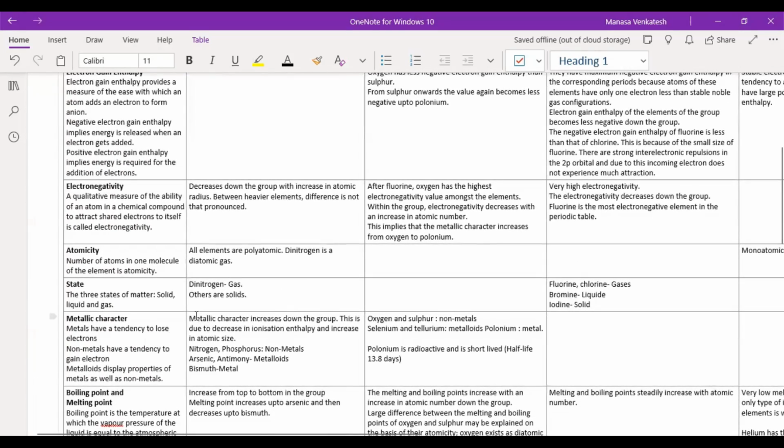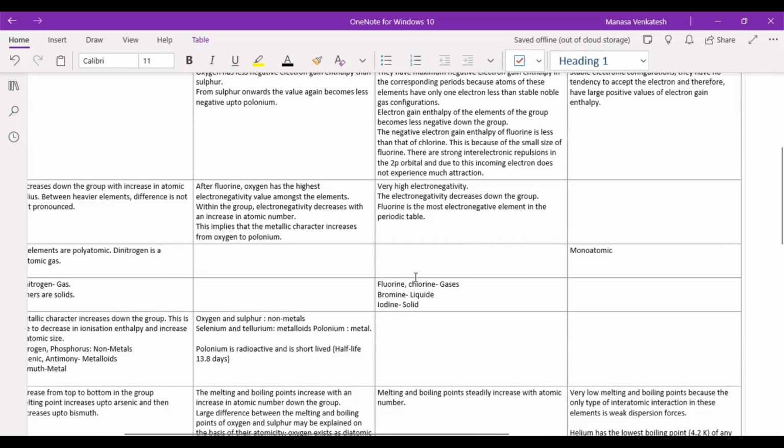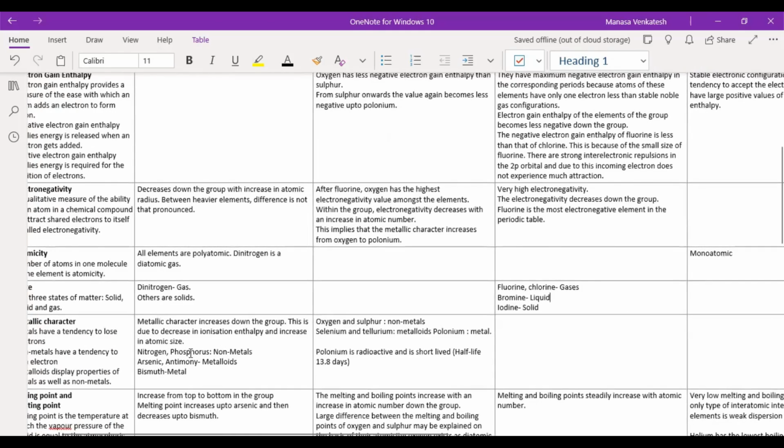Next is the state, that is solid, liquid, or gases. Dinitrogen is a gas. Remaining others, they are going to be solids. Whereas in case of halogens, fluorine and chlorine are gases. Bromine is a liquid, whereas iodine is a solid. So they have various states. So you have a gas, liquid, as well as a solid. Noble gases are all gases.